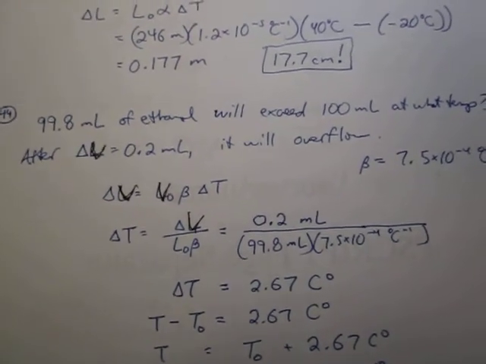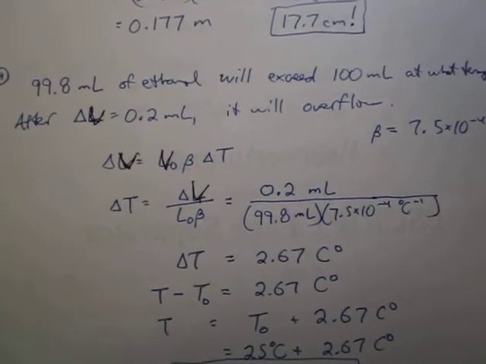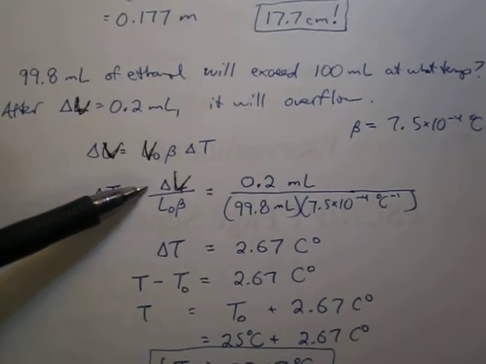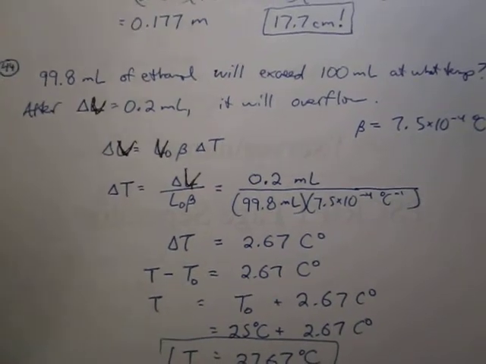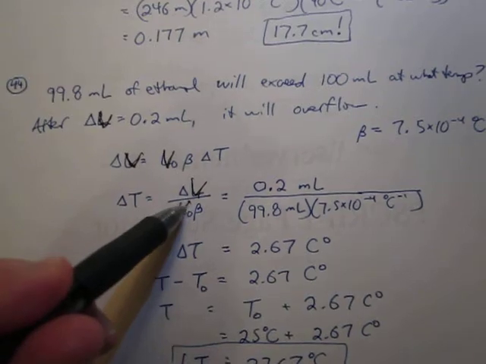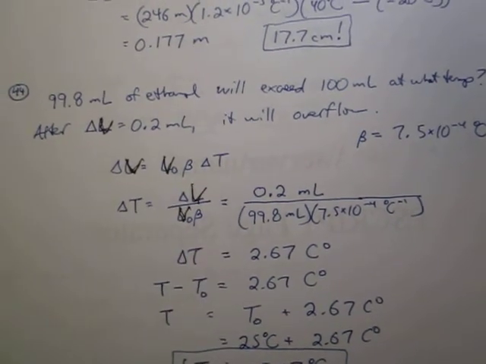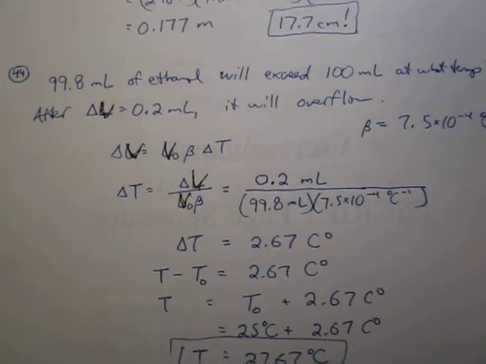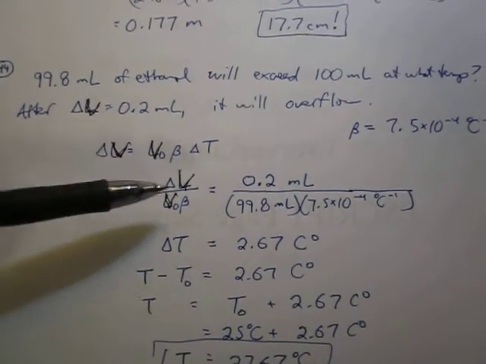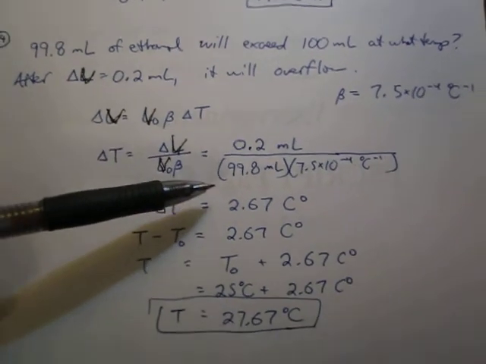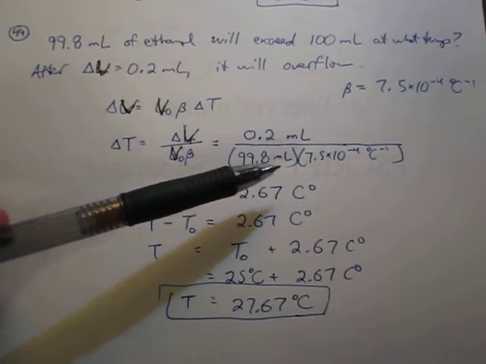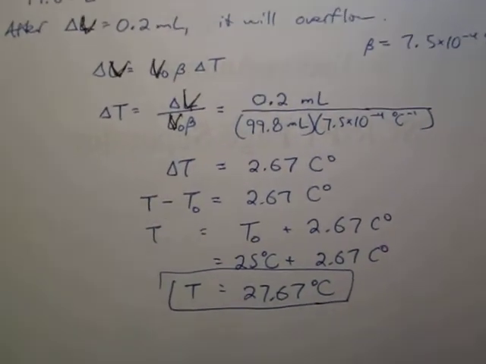Change in volume is original volume times beta delta T. Solving algebraically for delta T, change in temperature, we get change in volume over V naught, the original volume, times beta. Change in volume is 0.2 milliliters. Original volume is 99.8 milliliters. Coefficient of expansion is 7.5 times 10 to the negative 4.